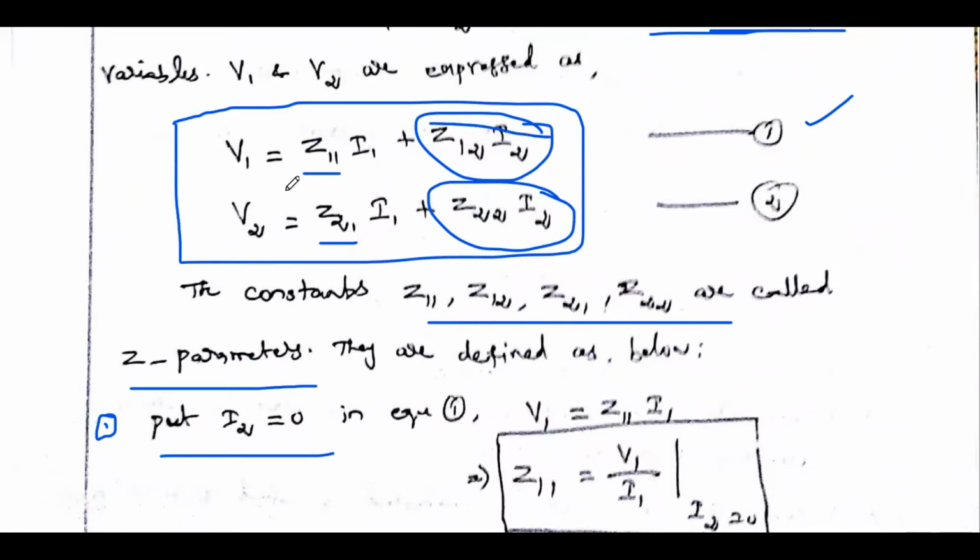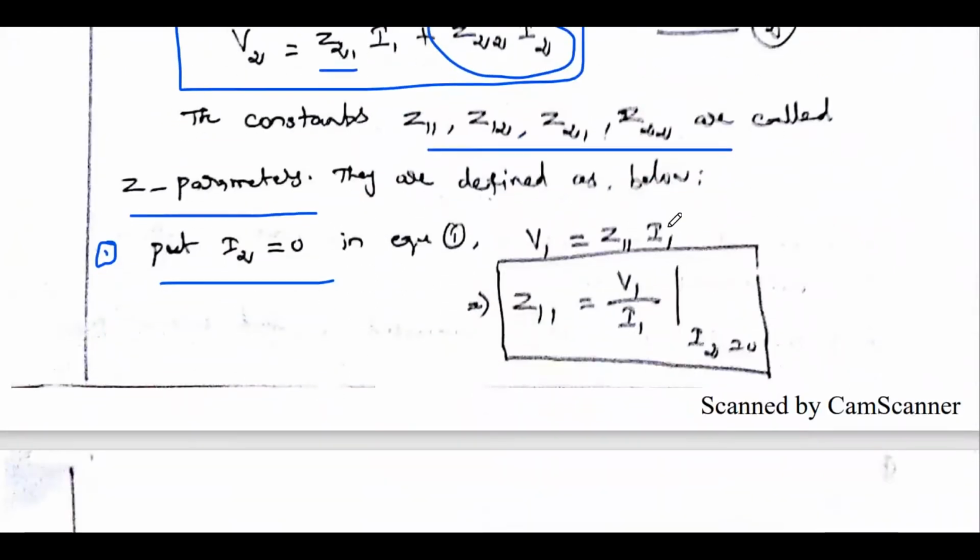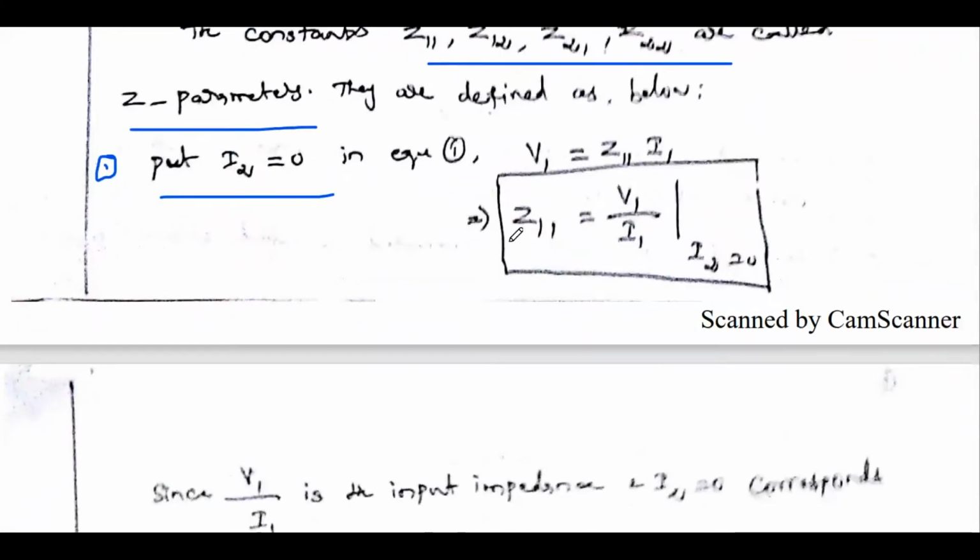So what about the remaining equation? V1 equal to Z11 into I1. From this we want Z11. Rearranging, Z11 equals V1 by I1 under the condition I2 equal to 0. This is the Z11 parameter.